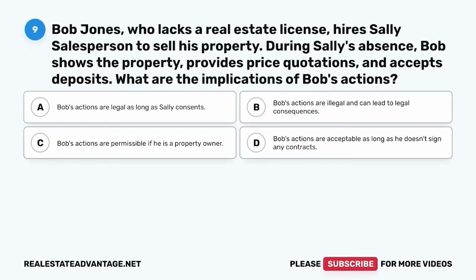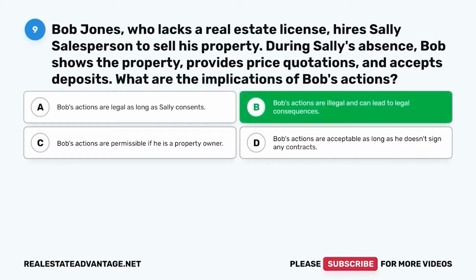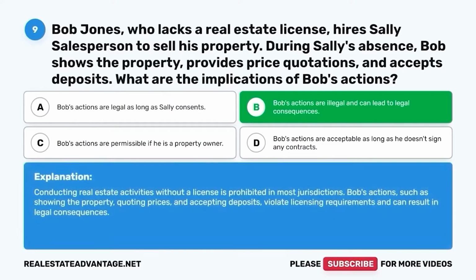Bob's actions are illegal and can lead to legal consequences. C. Bob's actions are permissible if he is a property owner. D. Bob's actions are acceptable as long as he doesn't sign any contracts. The correct answer is B. Bob's actions are illegal and can lead to legal consequences. Conducting real estate activities without a license is prohibited in most jurisdictions.